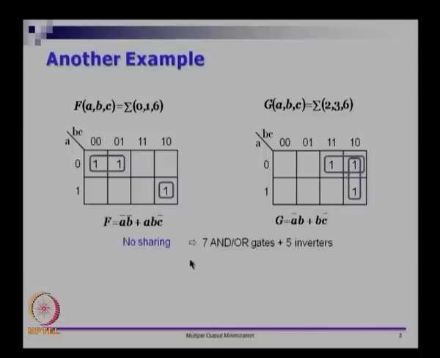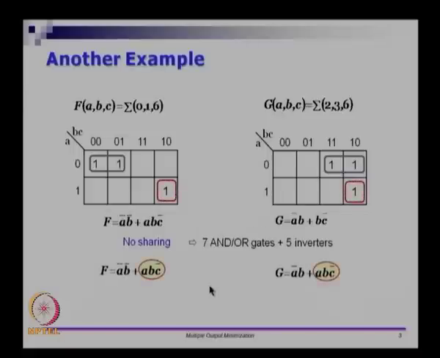So if you do not do any sharing, you will need 7 AND OR gates plus 5 inverters. So you will need 3 inverters for this side, 2 inverters for this side, and you will need 7 either AND or OR gates. So in fact you need 2 OR gates and 5 AND gates, but you can do something slightly better. So you notice that we earlier had grouped these two together, resulting in a term called BC bar. So now if you do not group it and if you leave it as it is, you would have got A bar B for this term, and this should have remained as ABC bar, right.